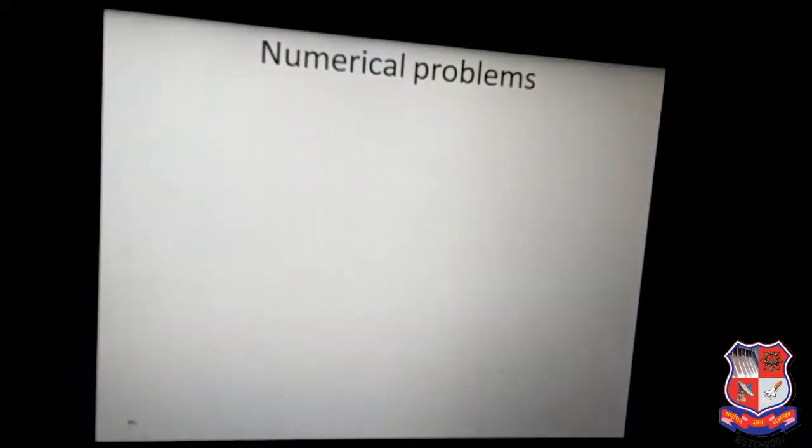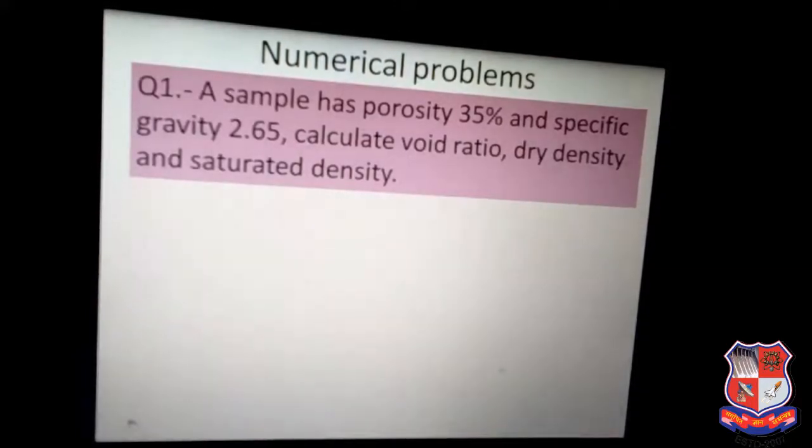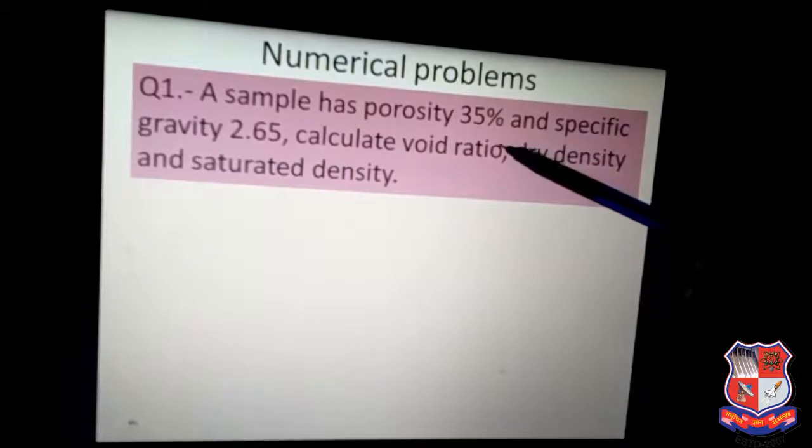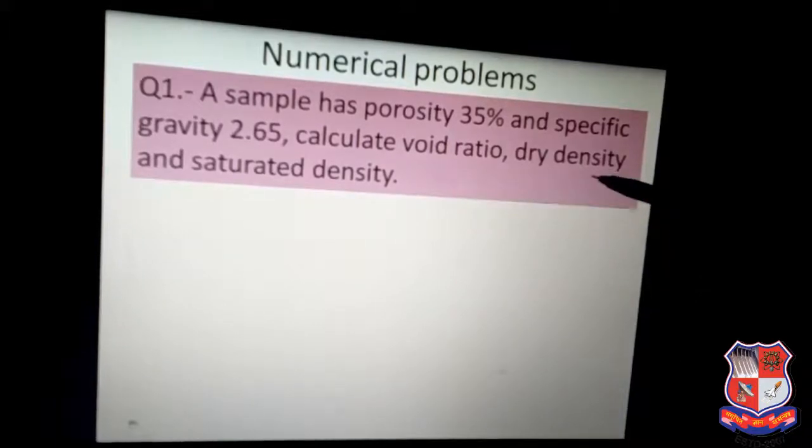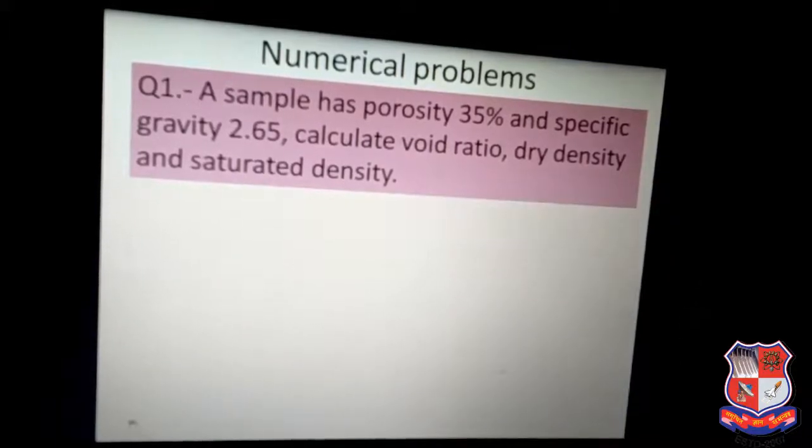Now to solve the numerical problems, we have taken some numericals. The first numerical is: a sample has porosity 35% and a specific gravity 2.65. Calculate the void ratio, dry density and saturated density.